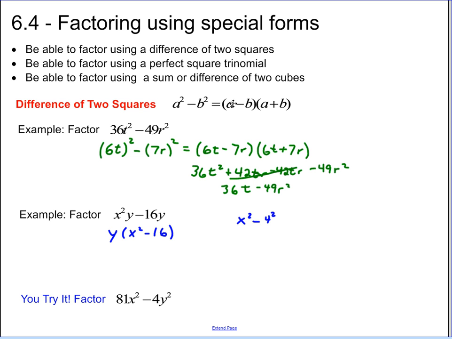So using our format above, this is going to be the same thing as x minus 4 times x plus 4. But we had this extra factor of y, so we just leave it in front like this, and this is our complete factorization of x squared y minus 16y.